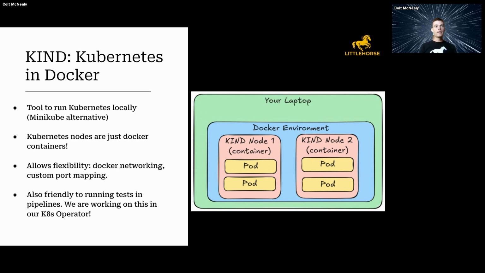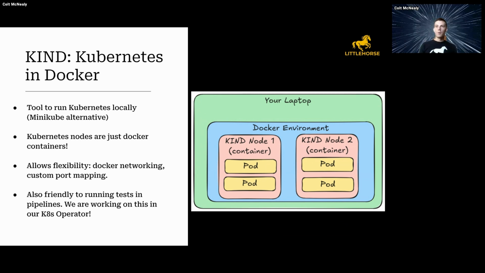And what Kind does is it runs Kubernetes inside Docker, where every Kubernetes node is just a Docker container. And that makes it incredibly flexible. It's also useful for certain things like injecting network latency between Kubernetes nodes so that you can test more production-like settings on your own laptop.